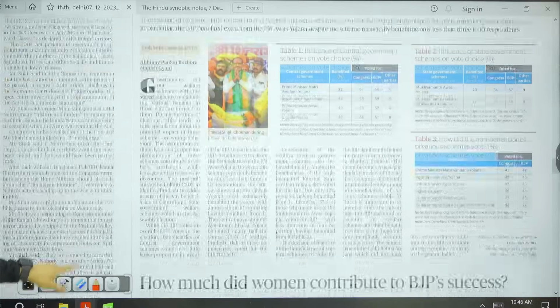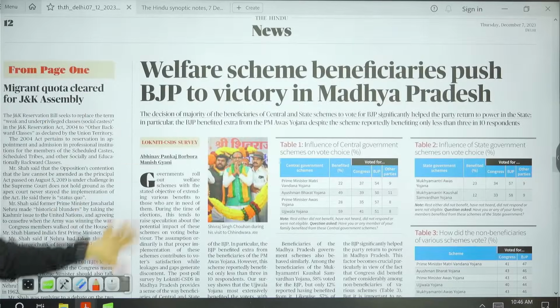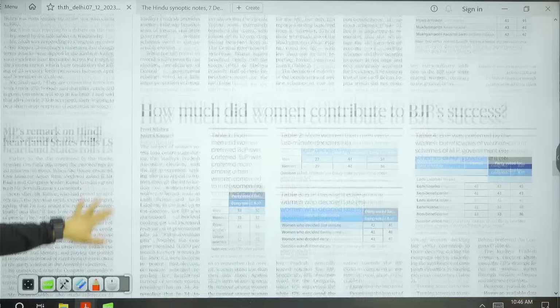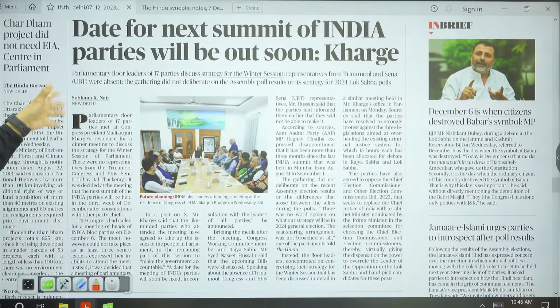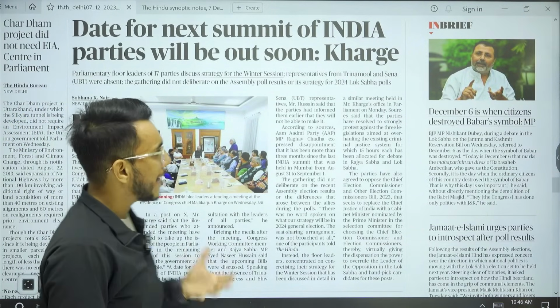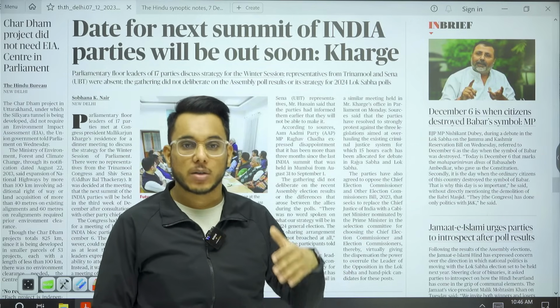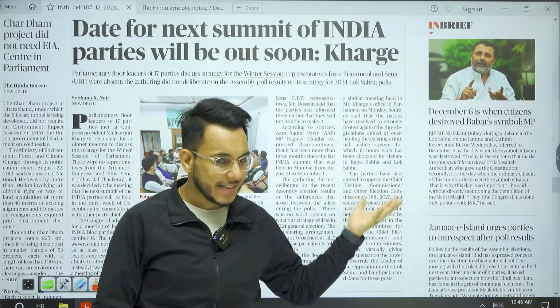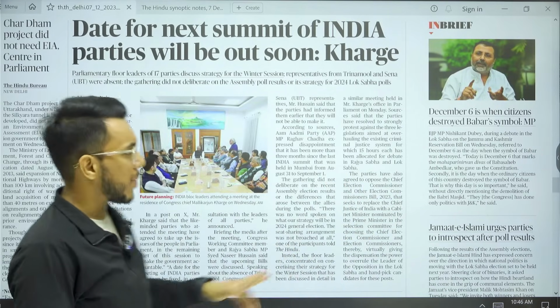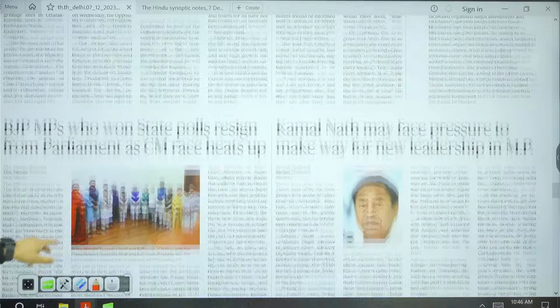Then guys, further moving on, again we have largely political articles, what worked for BJP and all such things. So no need to go too much into that. Date for next summit of INDIA parties will be out soon, says Kharge. The INDIA bloc is the opposition bloc that is being created, a grand alliance against BJP. Its next date of meeting is not important for examination, so you can completely skip this particular article.